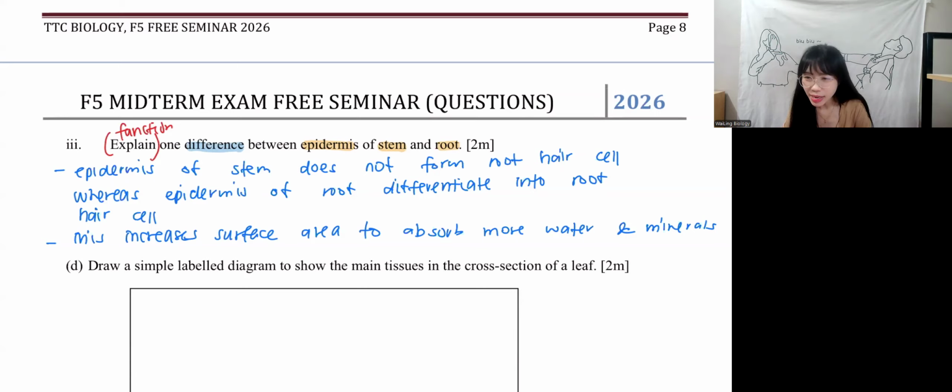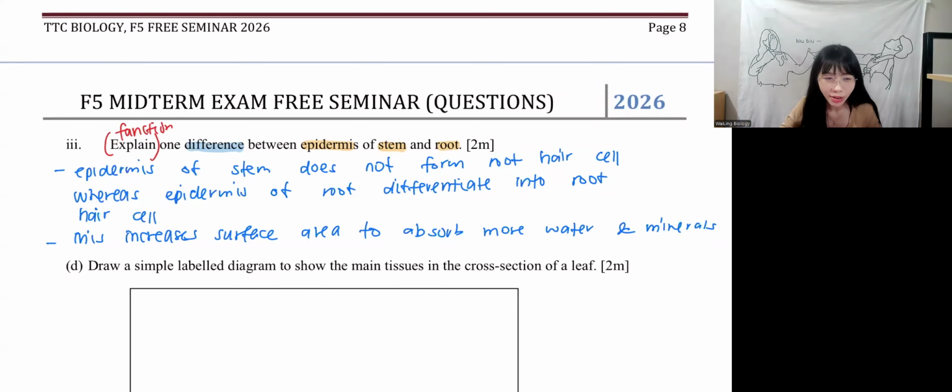My teacher says explanation also should be written in differences form. How? You mean the explanation needs to be written as differences? If you want to write in differences form, then you say this is because the stem does not need to absorb water, whereas the root hair cell can increase surface area to absorb more water and mineral.